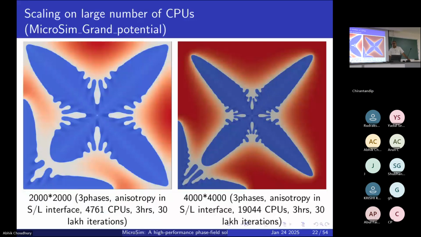Which means that now here I want to also present to you that commercial phase-field simulation software doesn't scale even beyond 8 cores. We're talking about here 19,000 CPUs. So definitely scalability is something that we can be proud of in these solvers.